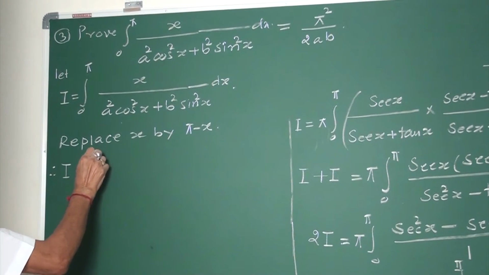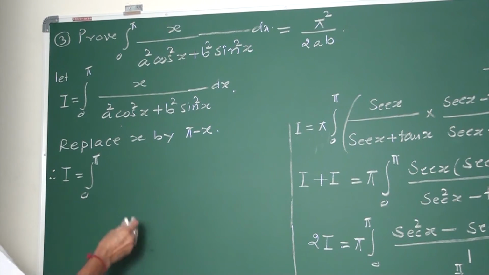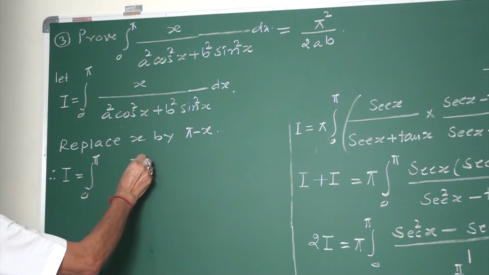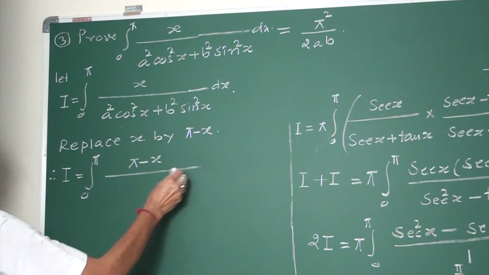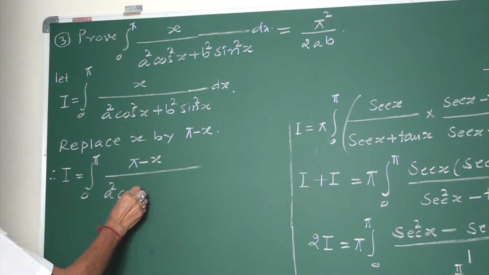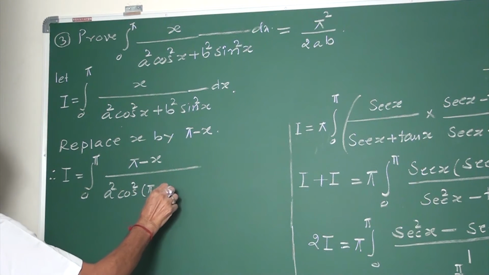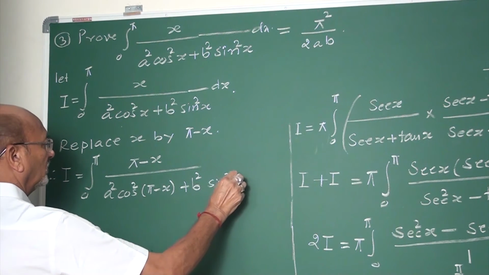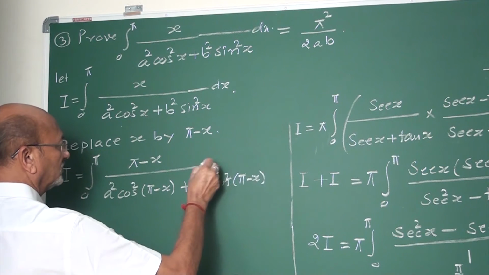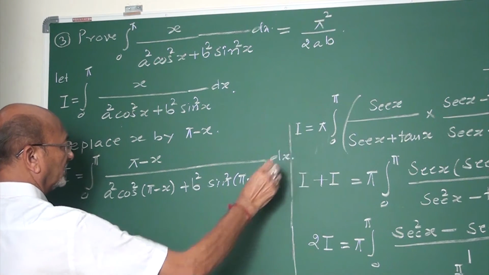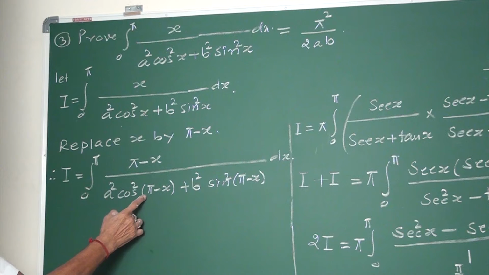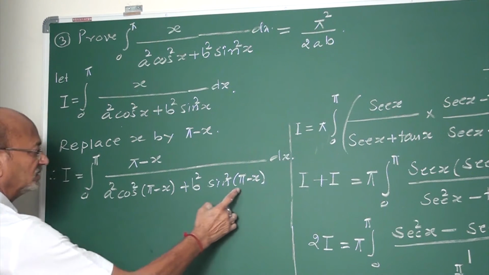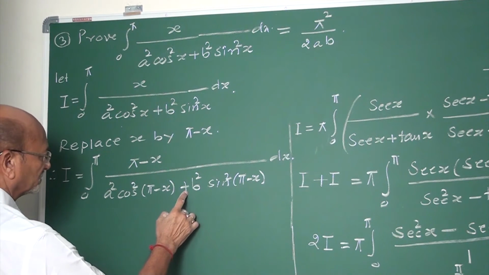integral 0 to pi. Yes, friend, x replaced by pi minus x. Denominator a square cos square of pi minus x plus b square sin square of pi minus x. Yes, my friend, dx. You have to put the values. Pi means no change, cos x. Second quadrant minus cos x, square is there, plus. Sin in the second quadrant is positive, it is plus itself.